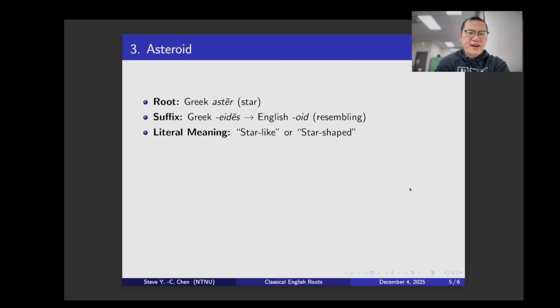Okay, let's move on to the last part, asteroid. This word's root and suffix are from the Greek. Its root means the star, and the suffix -oid means resembling. Since that, the literal meaning is star-like or star-shaped.